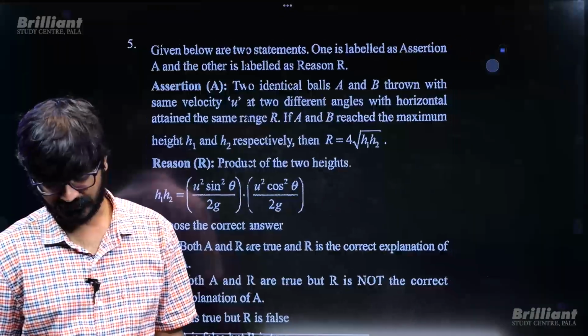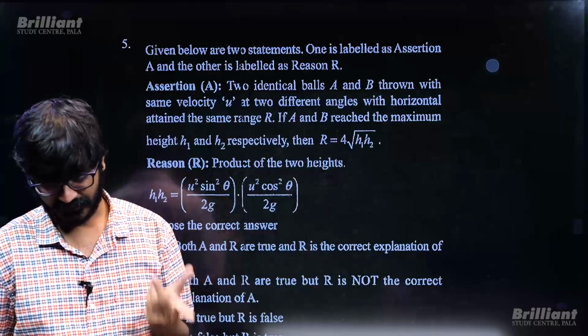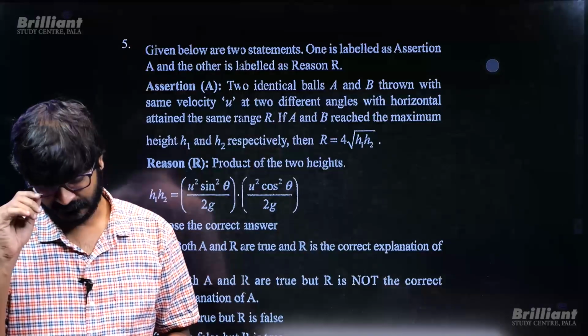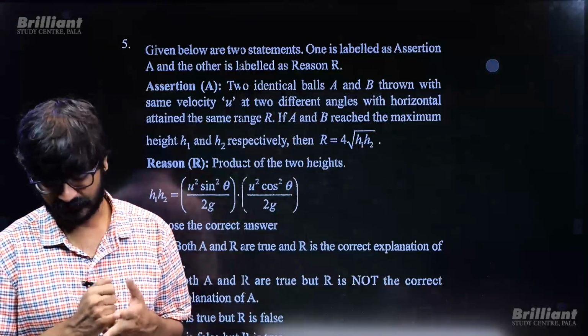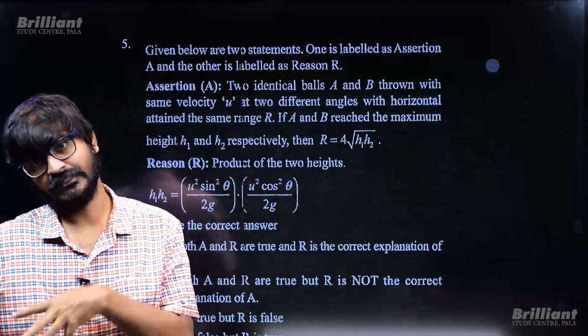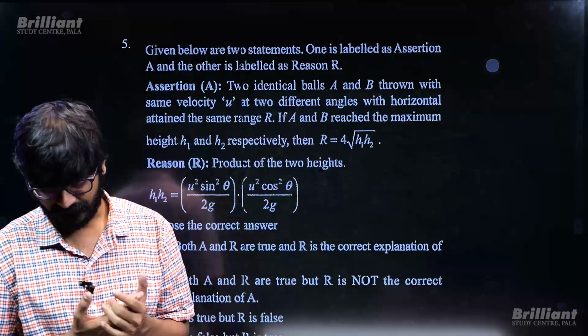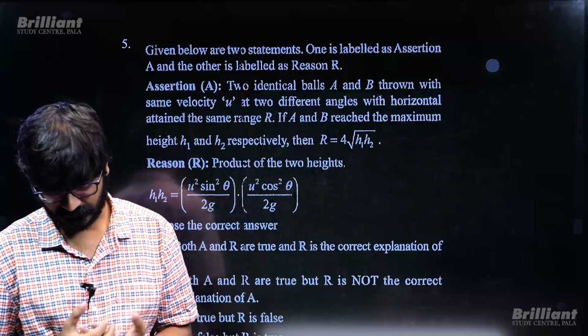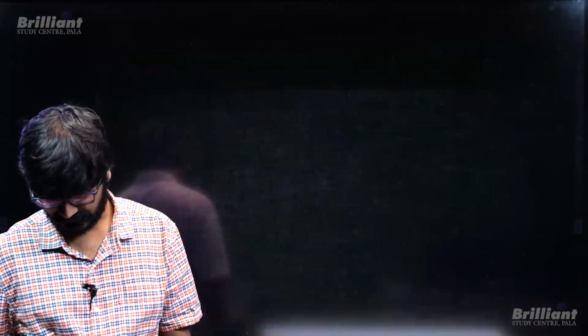Given below are two statements. Two identical balls can be thrown with the same velocity at two different angles so that the range is the same. So range R is u square sin 2 theta by g. So for complementary angles, range will be the same, right? So if for theta, whatever is the range, for 90 minus theta the range will also be the same. If A and B reached maximum heights h1 and h2, the product of the two heights in the region, okay, fine.